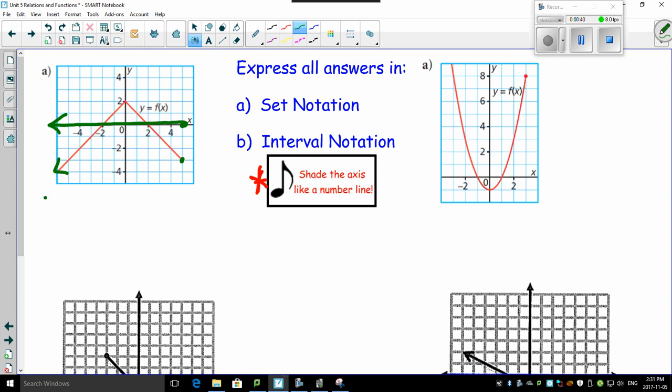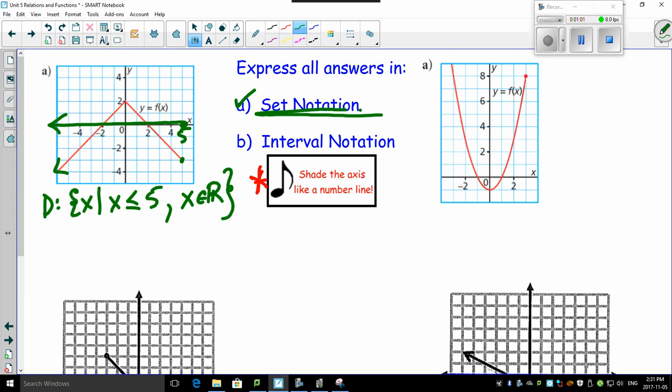So here we go. Domain. And it says first you have to do it in set notation. Remember, that set notation is our formal language. All right. So the values of x such that x has to be less than or equal to, well, that looks like 5 to me, and x is an element of R, your real numbers.